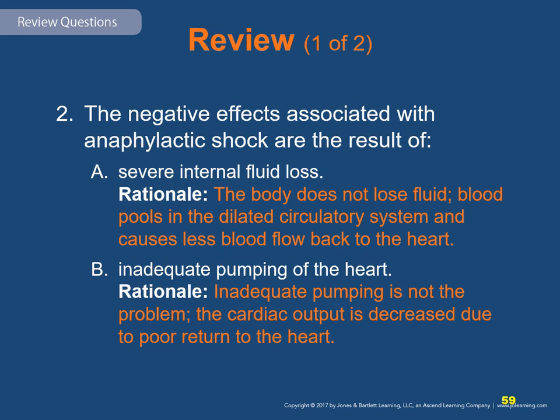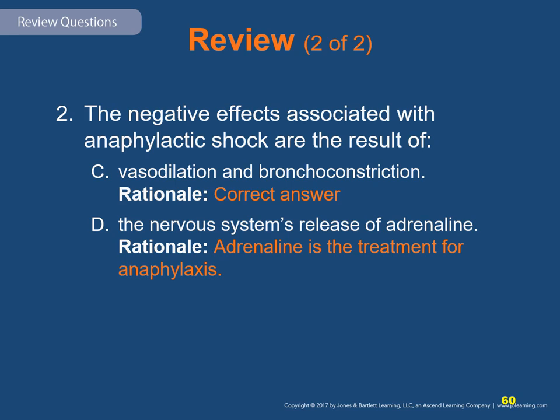Let's look at the incorrect answers. A. Severe internal fluid loss. The body does not lose fluid. Blood pools in the dilated circulatory system and causes less blood flow back to the heart. So that's incorrect. B. Inadequate pumping of the heart. Inadequate pumping is not the problem. The cardiac output is decreased due to poor return of blood to the heart. So that's the incorrect answer. C. Vasodilation and bronchoconstriction. That is the correct answer. D. The nervous system's release of adrenaline. Adrenaline is actually the treatment for anaphylaxis. The nervous system doesn't release it.